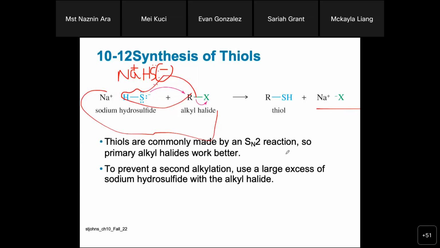Thiols are commonly made by SN2 reaction, so primary alkyl halides work better. To prevent a second alkylation, use a large excess of sodium hydrosulfide with the alkyl halide. That means you can prevent further alkylation if you use an excess amount of reagent.